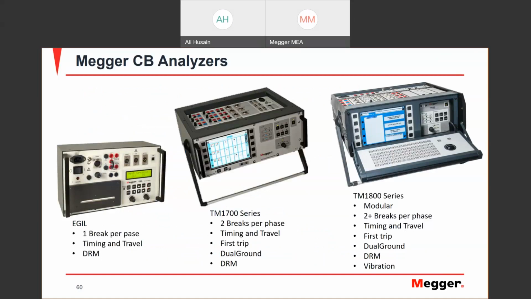Then we have the TM series, the 1700 and 1800, which are usually designed for high voltage, where you have multiple or separate mechanisms for each phase, or you have multiple breaks per phase. These are the circuit breaker analyzers to go to for doing this testing. And these are the only two that can do dual ground. The Eagle cannot do dual ground for you.